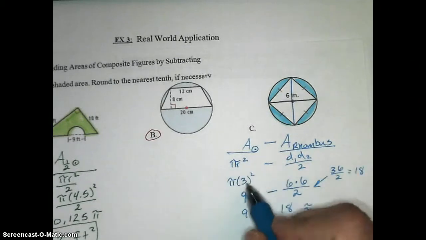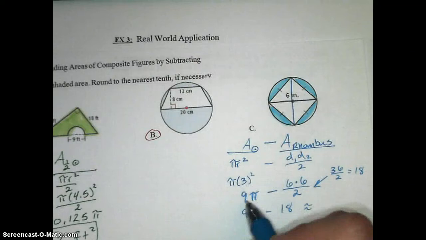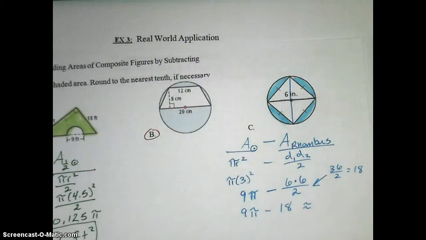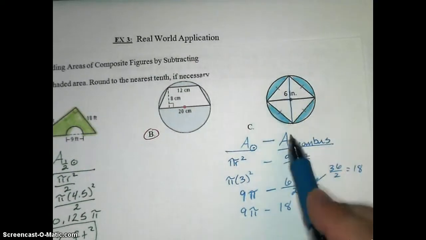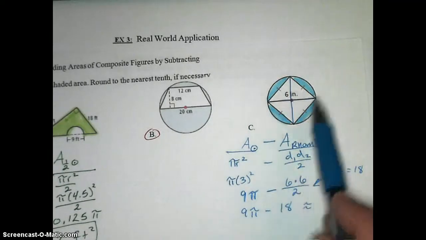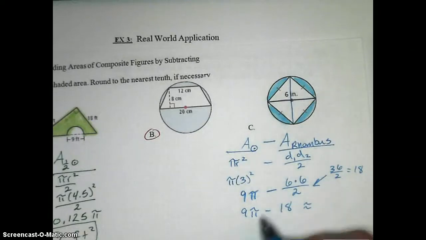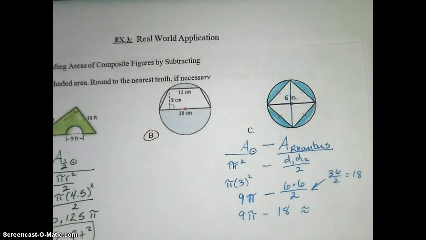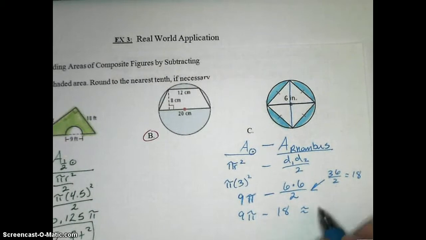Okay, when we simplify these, the radius of your circle is 3, so 3 squared is 9. So the area of your circle is 9 pi. And when we do diagonal 1 times diagonal 2, that's 6 times 6, or 36. Divide that by 2, and we get 18. So the area of your rhombus, or you can also call it a square because both the diagonals are congruent, we have 9 pi minus 18 for our total area. When we do 9 pi minus 18, that works out to be about 10.3 square inches.